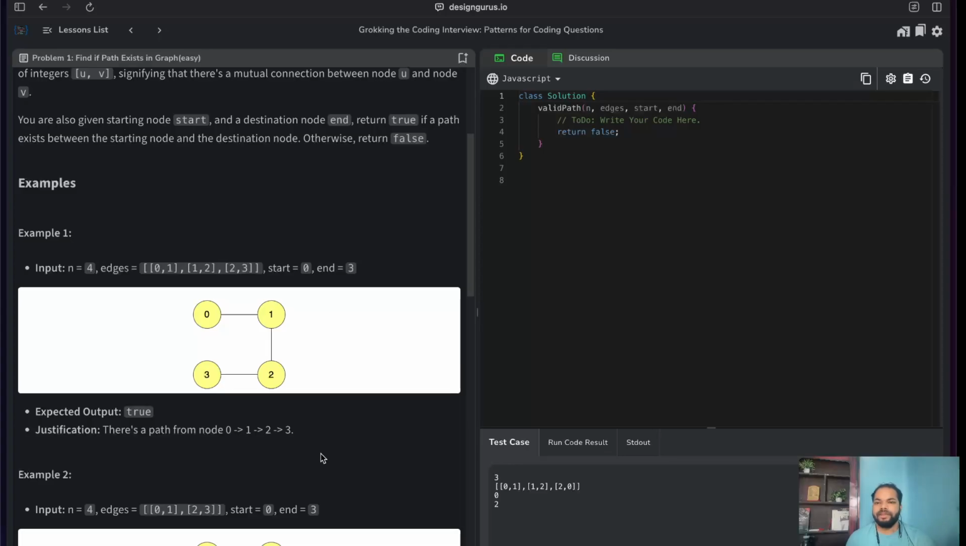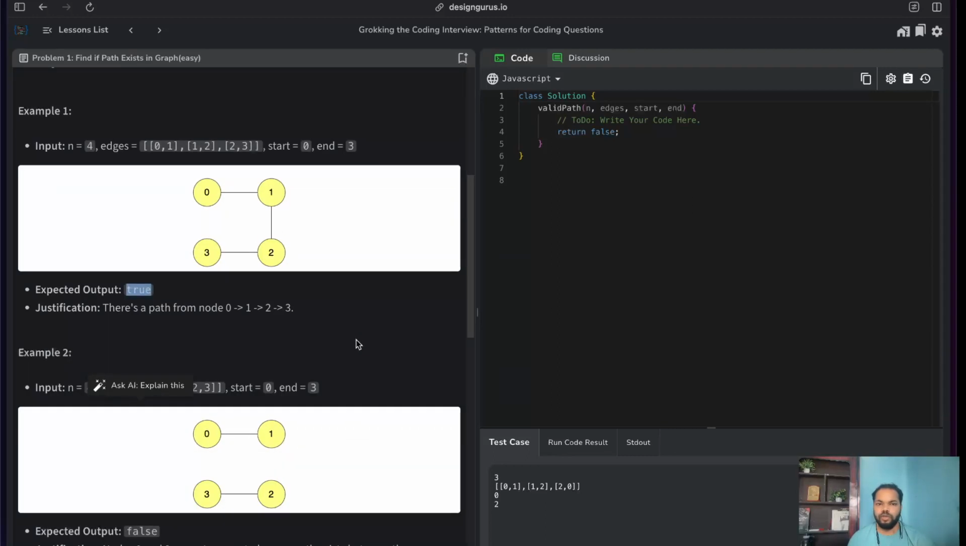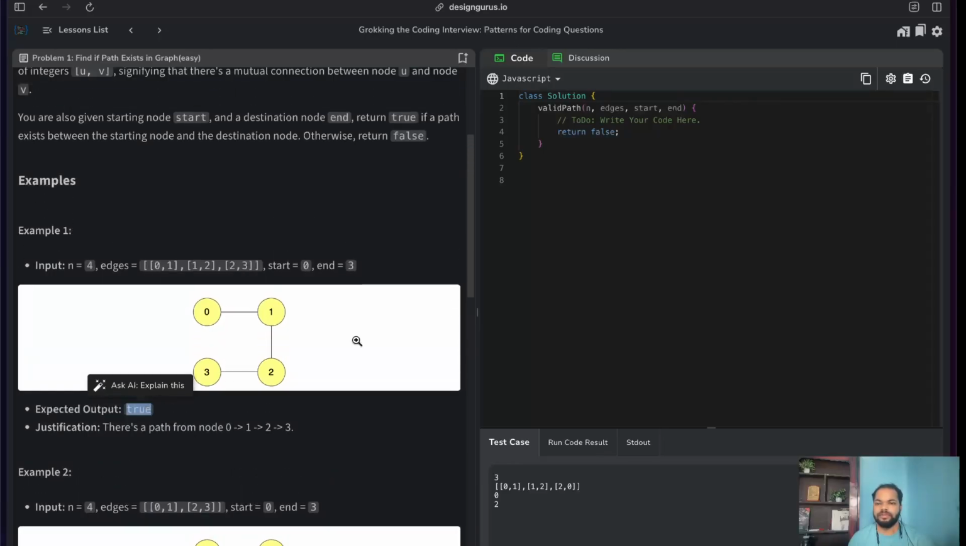Okay, so we just need to tell whether a path exists there. We don't need to say anything else. So we have start and end and edges and n. It's saying we need to create a map out of it, and then see whether that path exists or not. Okay, we'll do that. No problem at all.